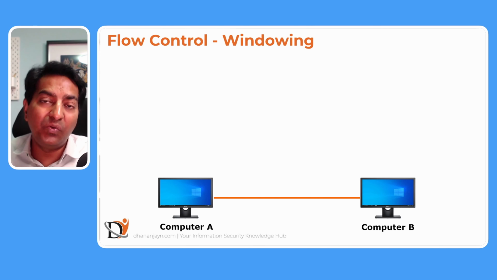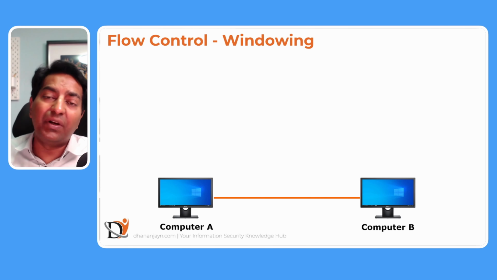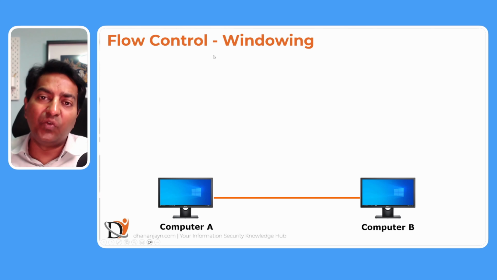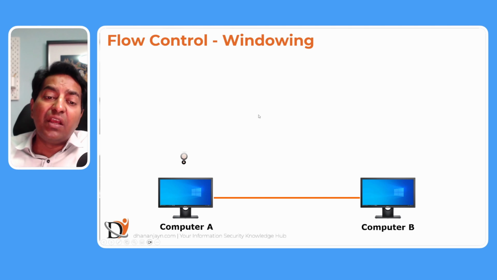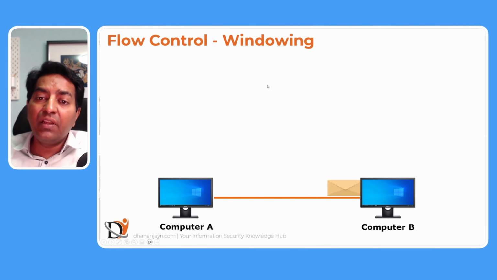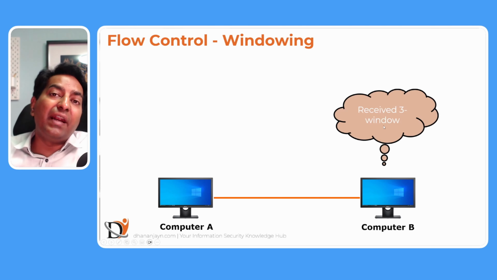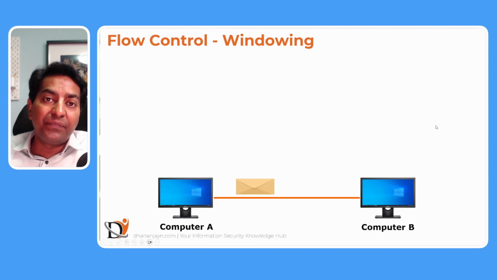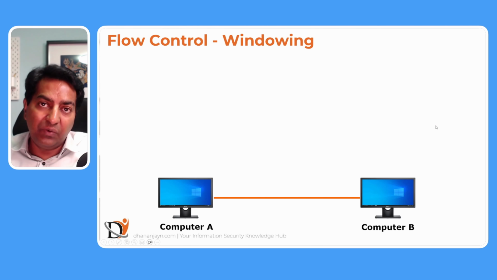Sometimes you'll be able to download more data, but if there is a congestion on the internet, it may hamper the speed with which you are downloading the data from the internet. So that's where flow control comes into picture. So windowing is one of the functions. So here what happens, suppose the client, computer A, sends 3 windows. Now the client has received all those 3 windows. Now it will revert back that I have received those 3 windows.